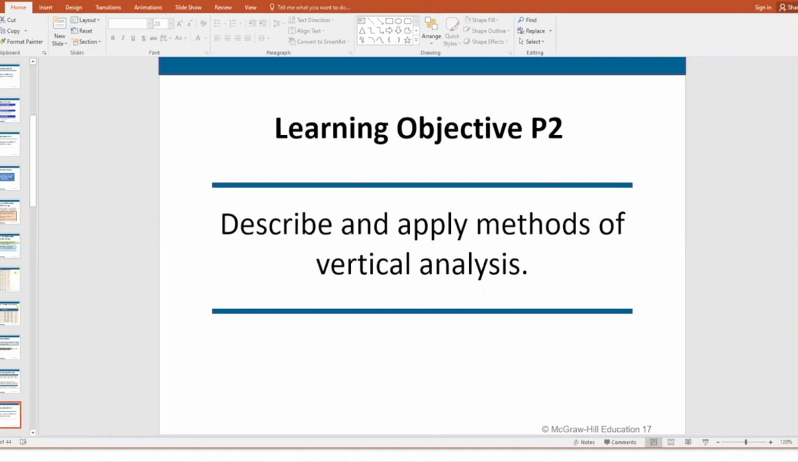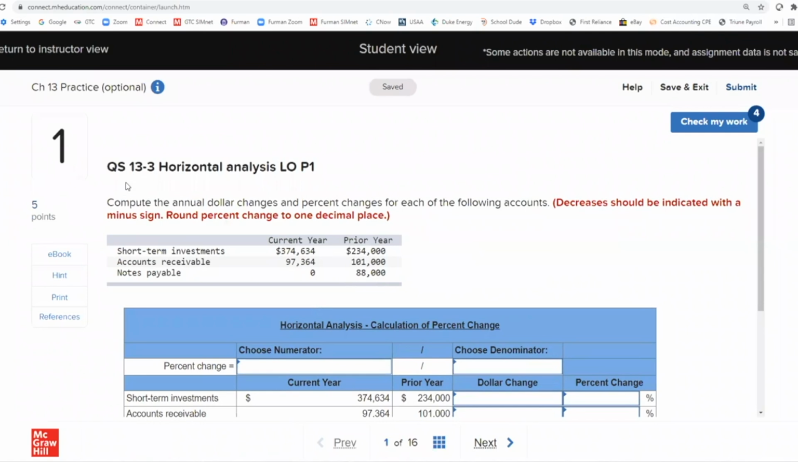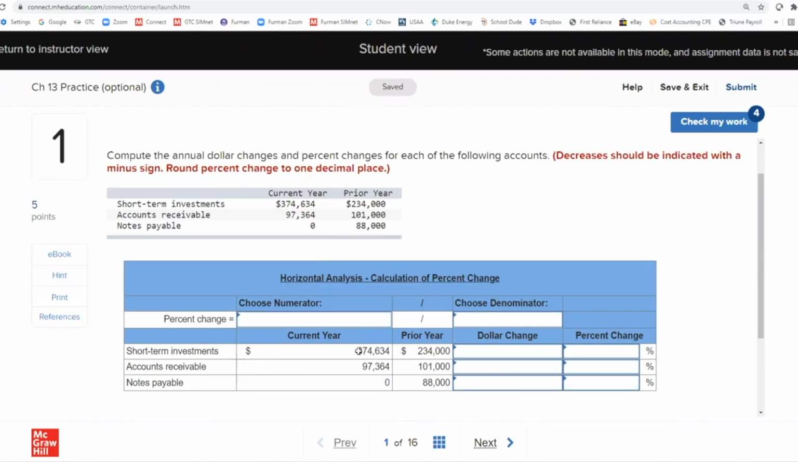Okay, let's practice horizontal analysis in Connect. This is number 1 in the homework and the practice. Here's the current year numbers, and that's where it was last year. And this is based on our balance sheet, our short-term investments, accounts receivable, notes payable. These are balance sheet accounts. These are asset, liability, right? This is a liability, a note payable. They want the formula first. So what is the percent change?